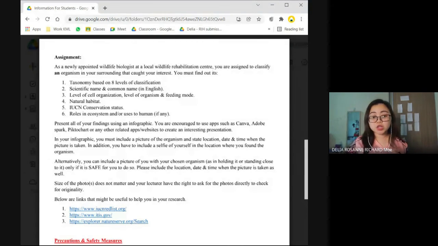Oh, also another thing, you cannot choose very common examples. So, I don't want any dogs or cats.